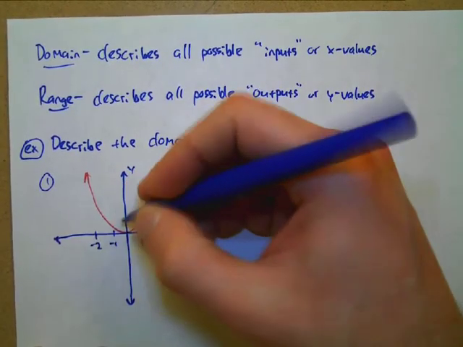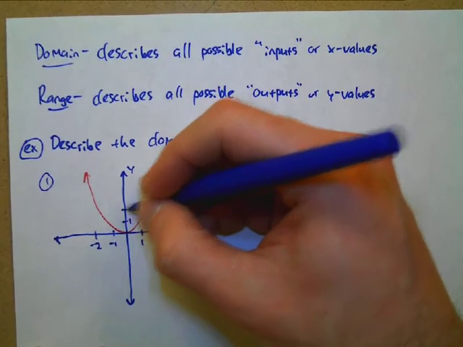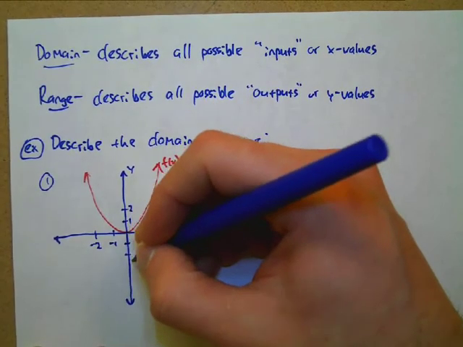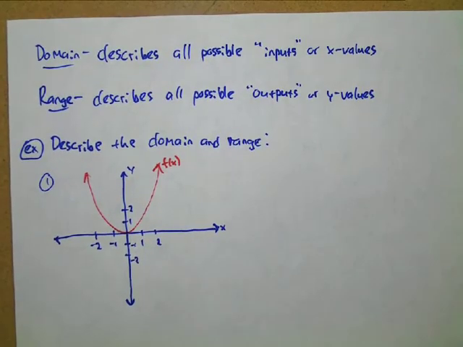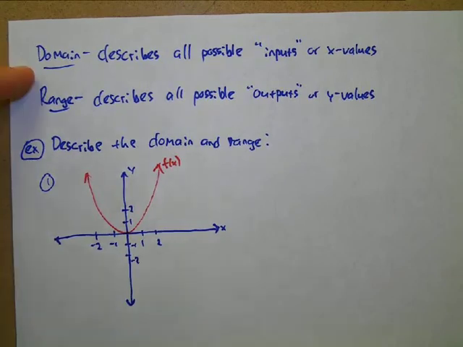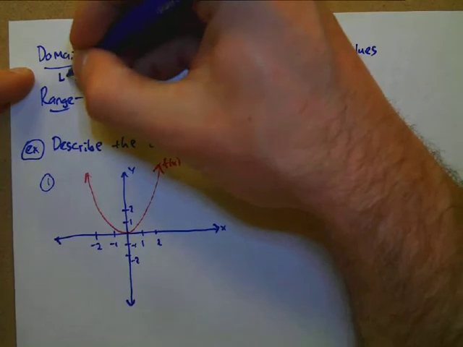My red pen's dying now. Okay, we'll say that's f of x. If you want to put some coordinates in, you can. It's not super important for this.